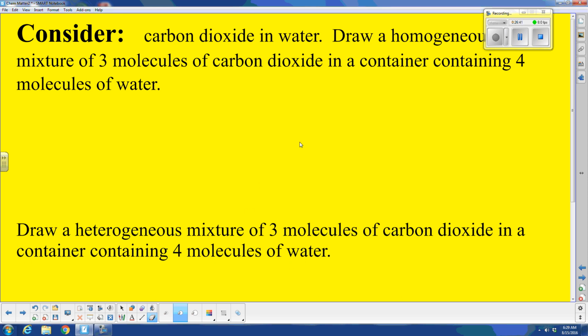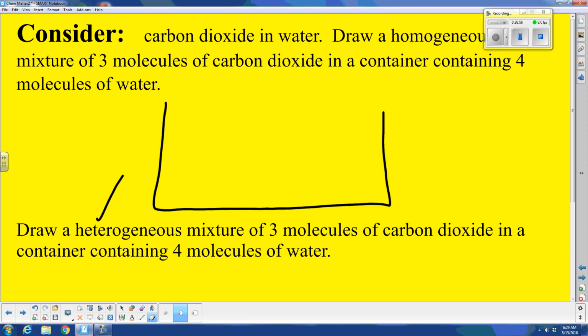All right. Carbon dioxide and water. Draw three molecules of carbon dioxide and four waters. Show me a heterogeneous mixture. Okay, so we want to see a heterogeneous. So I'm going to draw a big picture here. If it's heterogeneous, it's going to be what? Not uniform throughout, meaning I'm going to put all of one thing in one place and all of the other thing in another. So maybe what I'll do is I'm going to put my carbon dioxides all over here. So here's a carbon, and here's a couple oxygens.